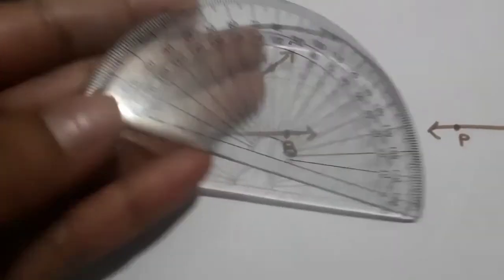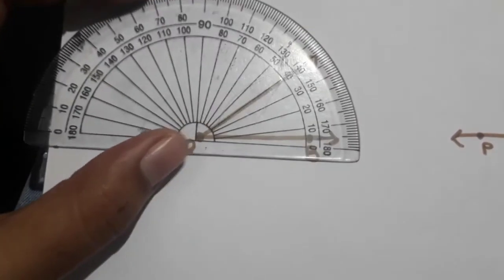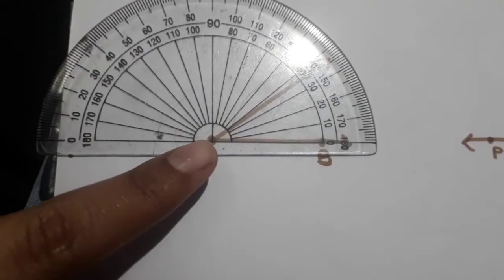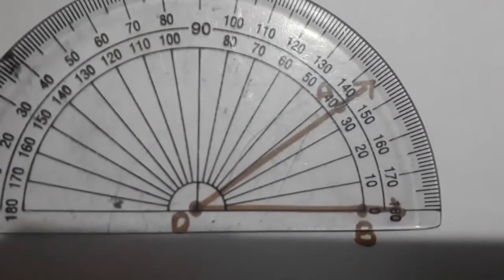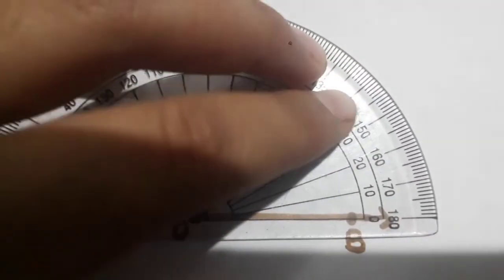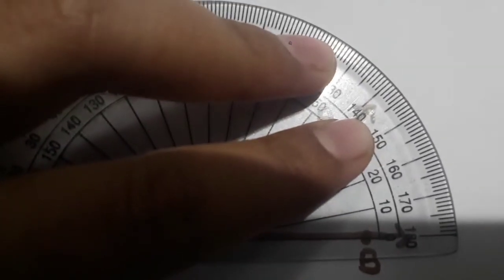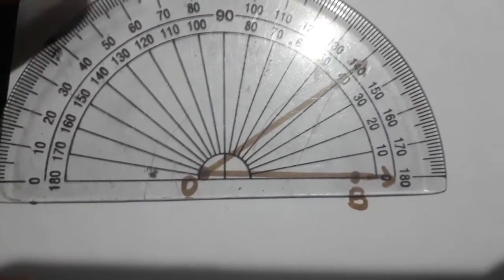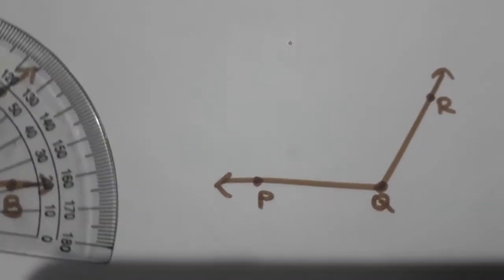See children, coming to our first example, take your protractor and place your protractor on the base arm like this. Okay, on the base arm. Now here it is for the inner scale, right? Now look at the other arm. Where is it pointing on the inner scale? Yes, so it is near 40 degrees.